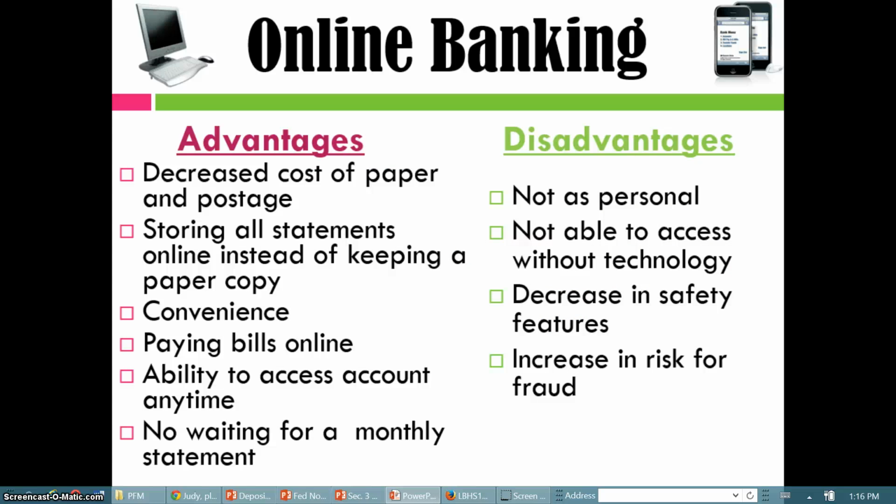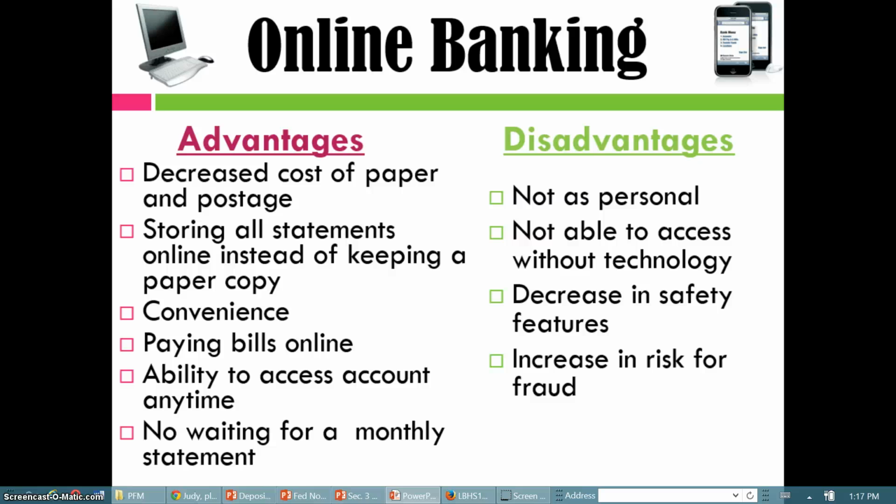The advantages of online banking are a decreased cost of paper and postage. Back when I had to do this all by hand, which was back in the 1990s, it would take me about 2 to 3 hours to write checks out for each of my bills, write out the statements, put my address labels on there, label the envelopes, put stamps on them, and then finally mail them out every single month. Versus now, I use online banking, and it takes me less than 5 minutes per month to do my bills.